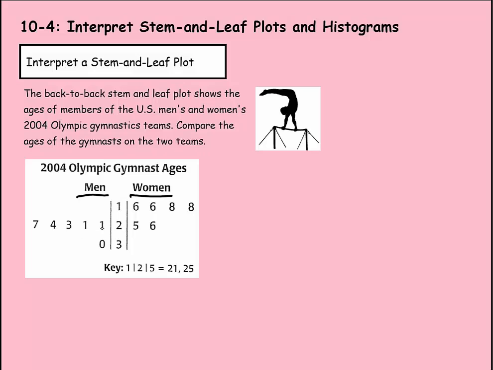So we see that there's a difference here, especially the men. We see the interval is mostly on the 2 here, whereas the women have the biggest interval on the 1. So that would tell me if we follow our key here, that 1 and 6 is going to be 16 years old, and 1 and 8 is 18. So we have a couple 16-year-olds and a couple 18-year-olds, whereas the men have mostly 20-year-olds on their team. Women have a couple 20-year-olds, but mostly teenagers.